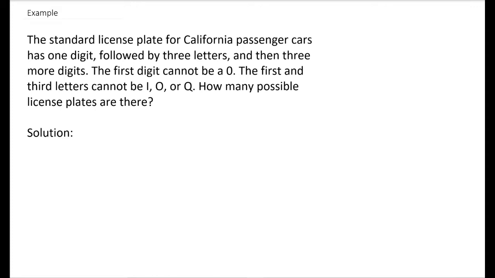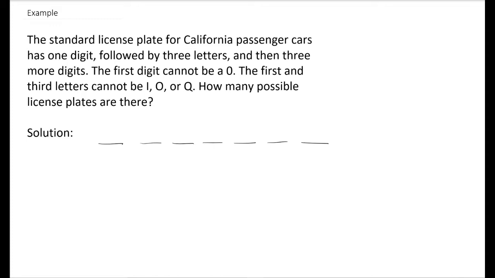So again, we're going to use the fundamental counting principle in order to count the total number of license plates rather than doing a diagram or listing them all out. So in this case, it says that there is one digit followed by 3 letters and then 3 more digits, right? So we have one digit, 3 letters, and then 3 more digits. So it says the first and third letters cannot be I, O, or Q.